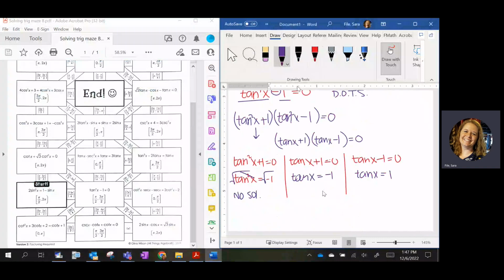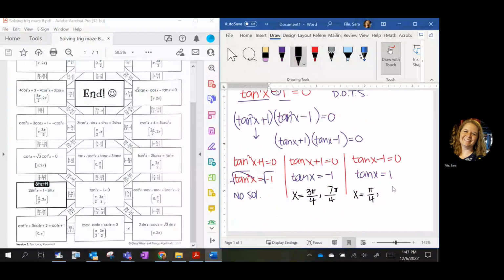Okay, so I'm asking myself, I'm thinking about my unit circle. Where is tangent -1? So tangent is 1 at your 45 or pi over 4 reference angles. Okay, it's negative in quadrants 2 and 4. So the pi over 4 reference angle in quadrant 2 and in quadrant 4, and then +1, that would be tangent's positive in quadrants 1 and 3. So in quadrant 1, that's just pi over 4, and in quadrant 3, it would be 5 pi over 4.